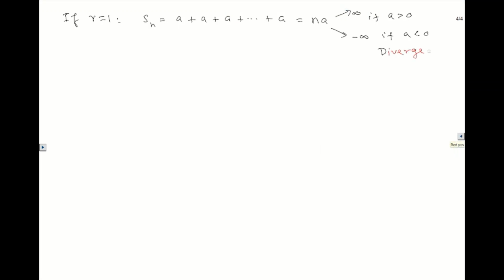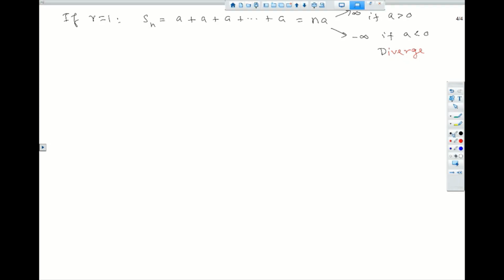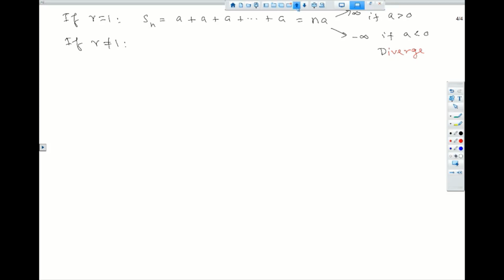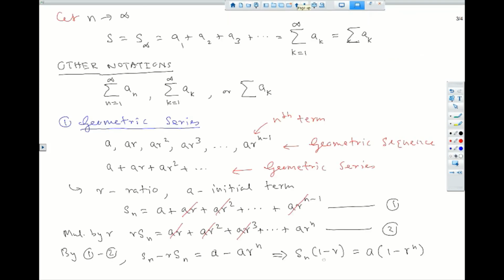Okay, diverge. So now that means that case is gone, because if r equals 1, it is going to diverge. So let's say that is not the case. If r is not equal to 1, now we can go back and divide both sides by 1 minus r.